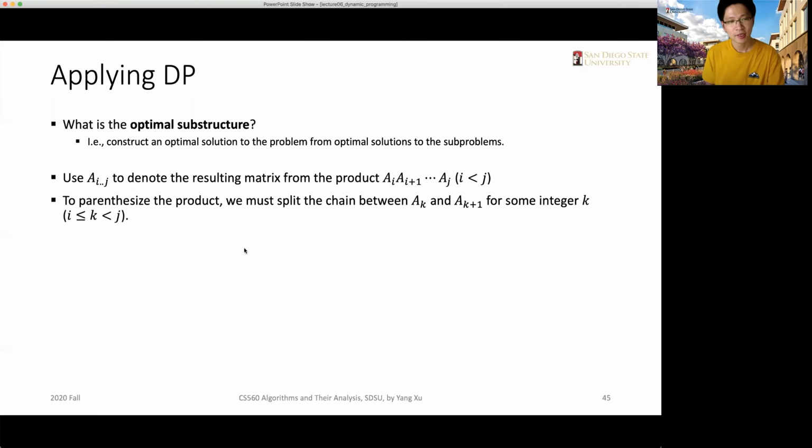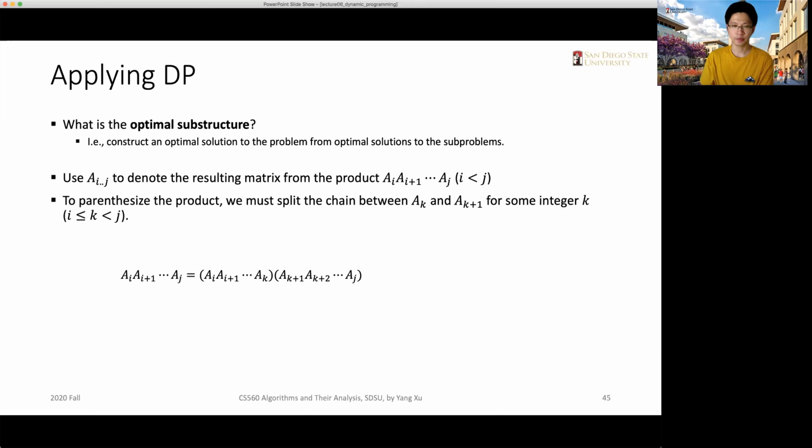Yeah, so in order to solve this, to parenthesize this chain product from Ai to Aj, we need to choose a point. Let's say that point is k, and k must be between i and j. It must be greater than i and smaller than j. That is actually the last placement where we place the last layer of parentheses for this subproblem, for this subchain from Ai to Aj.